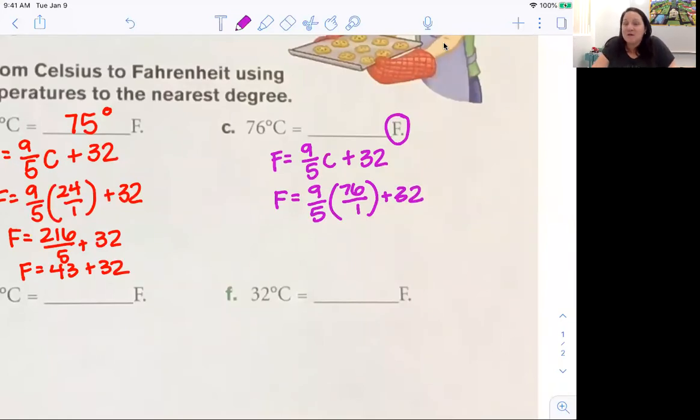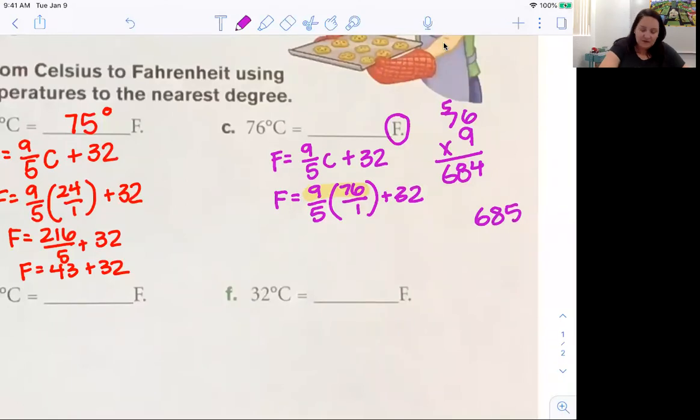Okay, so you're probably seeing what I see. Just like the last problem, 5 and 76 don't share any common factors. So what we're going to need to do is multiply our numerators and then divide by 5. So we're going to multiply 9 times 76. Okay, 9 times 6 is 54. 9 times 7 is 63, plus 5 is 68. So we get 684. And then we're going to divide by 5.